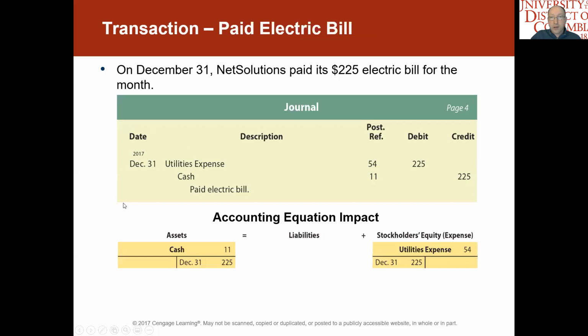Now I'm going to pay an electric bill for $225 for the month of December. I increased my utilities expense, $225. I decreased my cash, $225, to pay the electric bill.